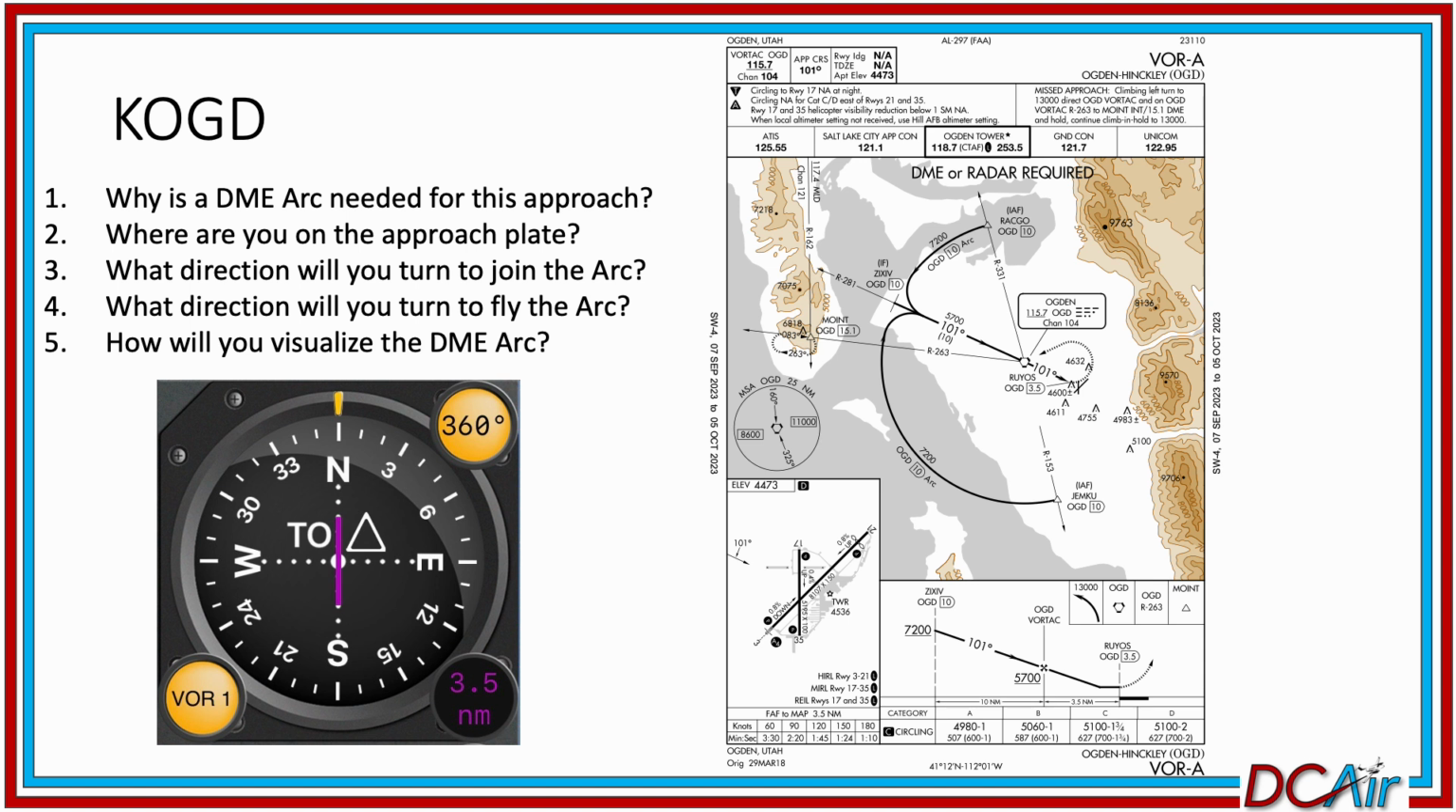Okay, where you are on the approach plate will determine the direction of your initial turn. That will also determine whether you're making left or right turns. Regardless, can you visualize yourself on the OBS with the direction of turn and the radials that you will intercept?